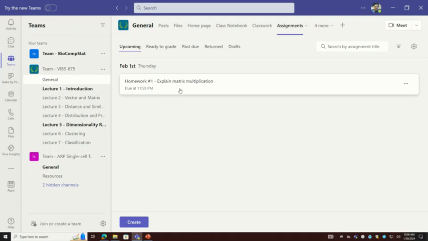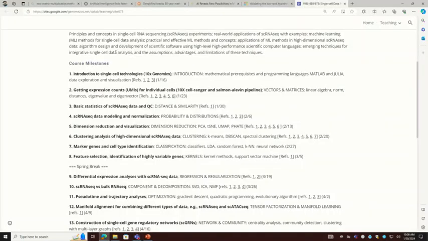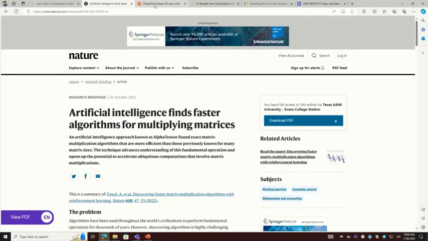What is your understanding of matrix multiplication? How are you going to do it if you have two matrices? And what that means, basically. Why it's important? Let me bring you back to news. So this is a news brief.